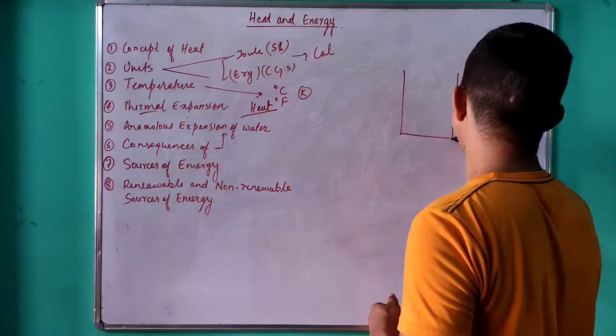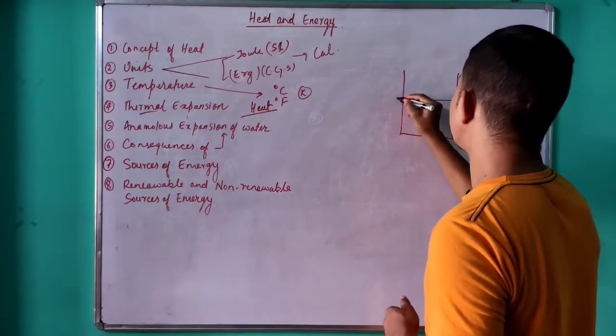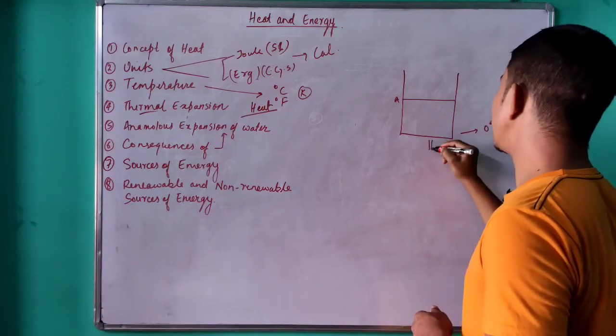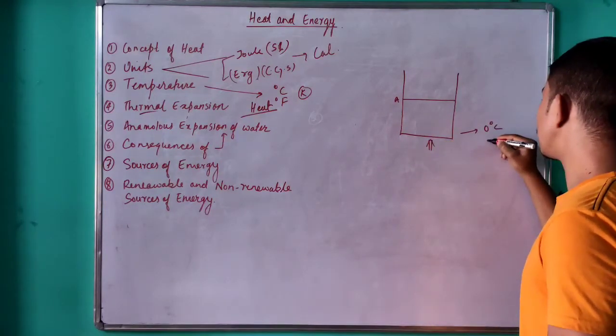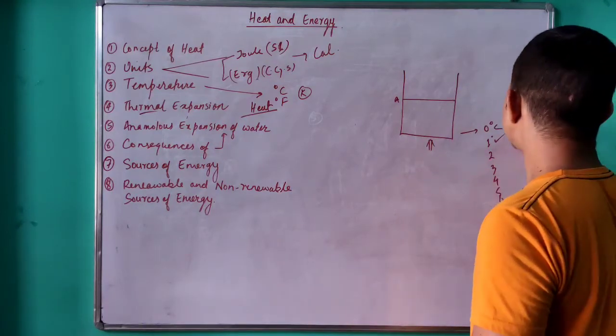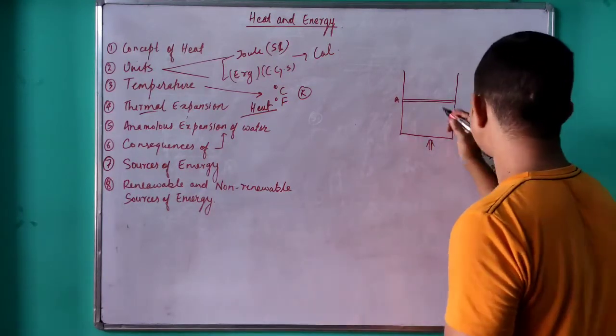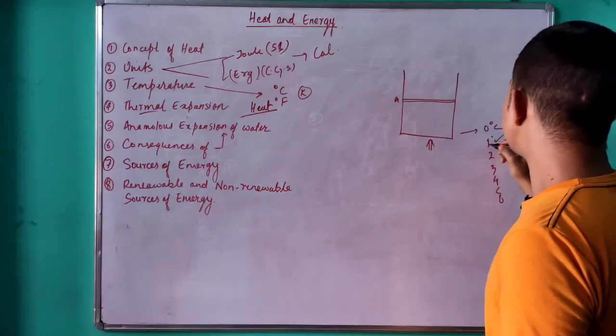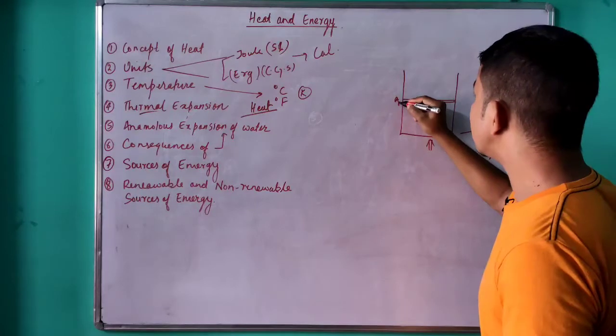Suppose in a beaker, you take water up to the level A. Now the water is at 0 degrees centigrade. So when you start heating it, what happens? The 0 will become 1, 2, 3, 4, 5, 6. But when it changes to 1 degree centigrade, now when you heat the water, what happens? Instead of increasing in volume at 1 degree, the volume decreases to level B.